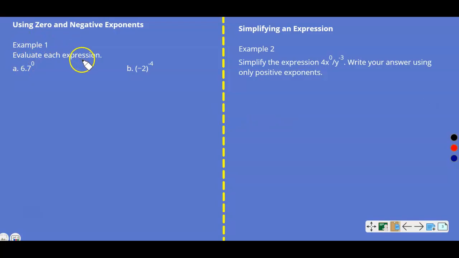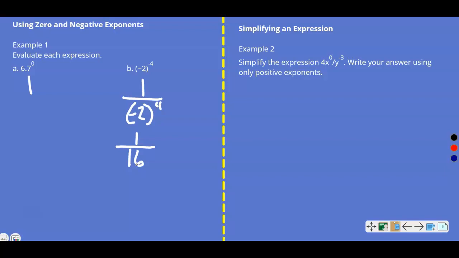Example 1 says evaluate the expression. We've got 6.7 to the 0 power. Remember, anything to the 0 power equals 1. Here we have negative 2 in parentheses raised to the negative 4 power. When you have a negative 4 power, that means you've got to do the reciprocal. So it's going to be 1 over negative 2 to the 4th power. Negative 2 to the 4th power is the same thing as negative 2 times negative 2 times negative 2 times negative 2. So that's going to be 1 over 16.